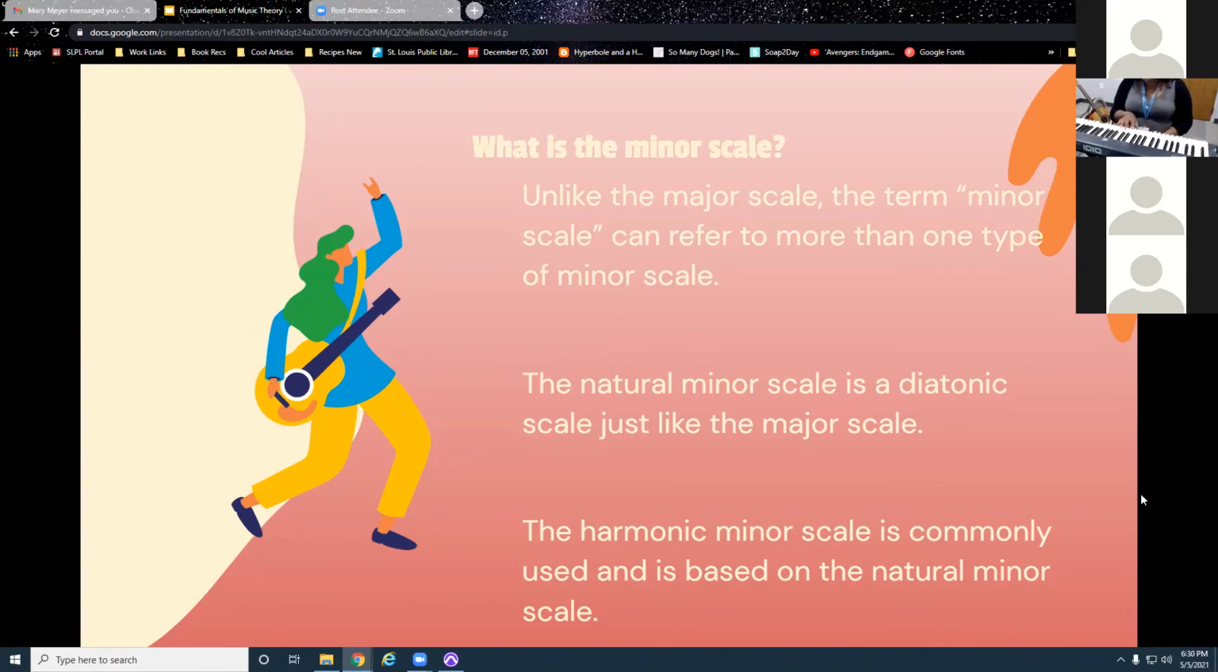It has no black keys. If you were to play that in the harmonic scale, then you would play a G sharp instead of a G. So the only difference would be that. And that's the harmonic minor scale.